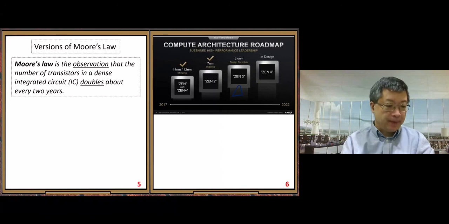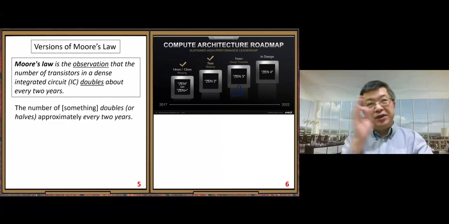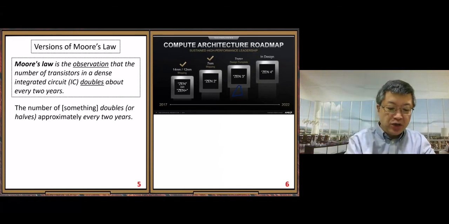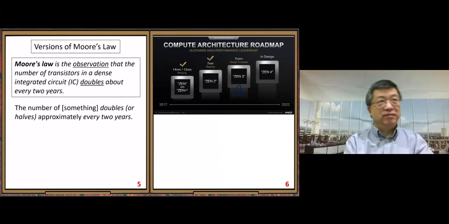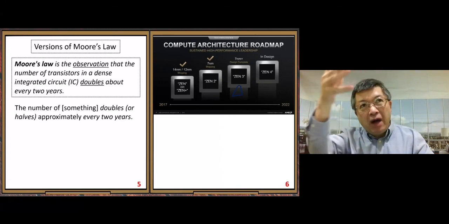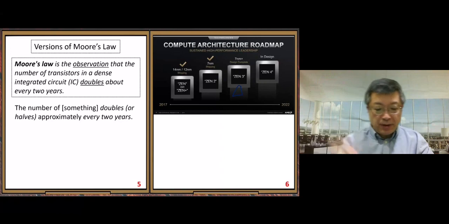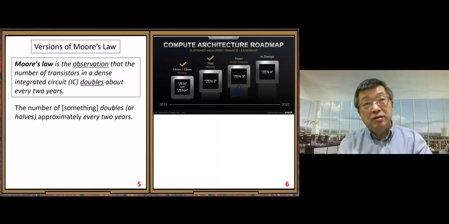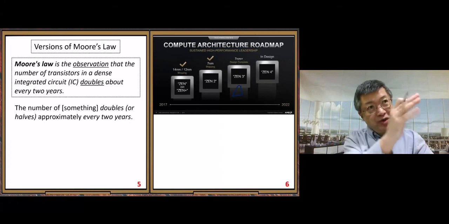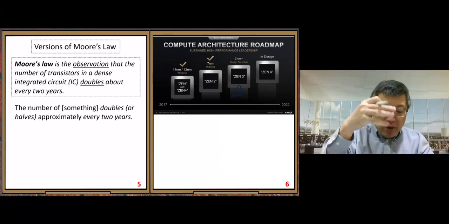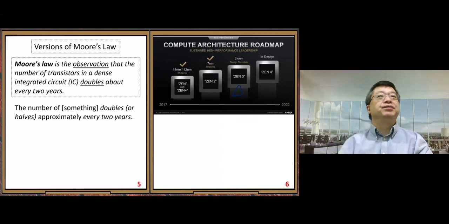Now let's look at the different versions. When we change to a different version, basically we change the quantity we measure. We can replace it with some other measurement. It doubles or halves; sometimes we use halves, sometimes we use doubling, approximately every 2 years.